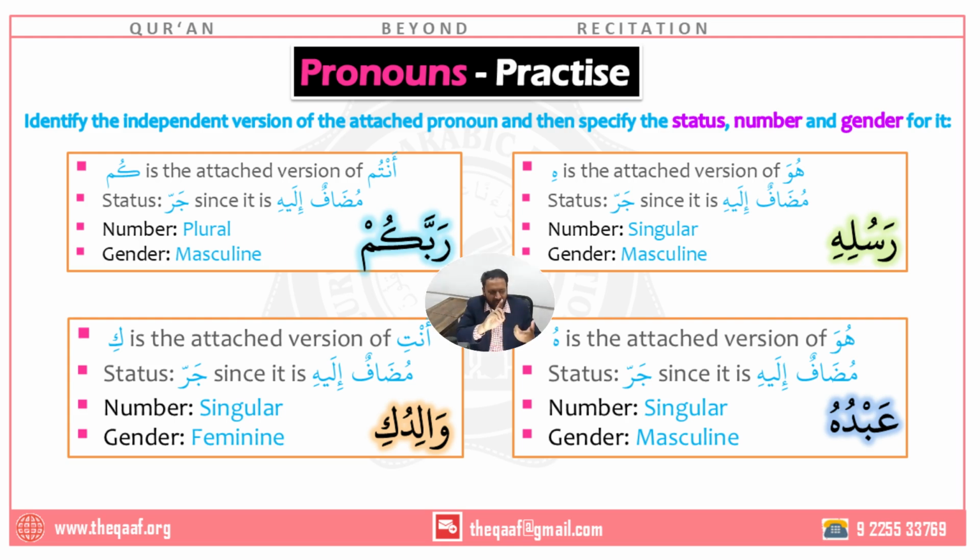So four things. First, identify the detached form. Then give the status, number, gender for the attached pronoun here. Here is the first word. Rabbakum. Okay. What's the pronoun here? Kum. What is the detached form of kum? No. Antum. Antum is the detached form of kum. Remember, kum is the attached form. Antum is the detached form of it.